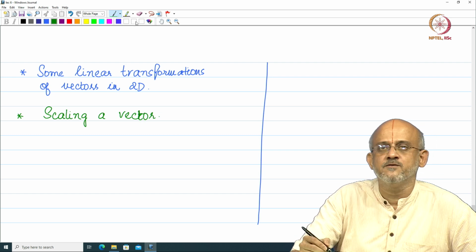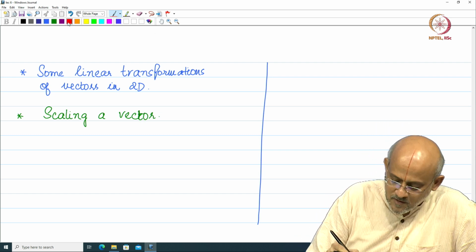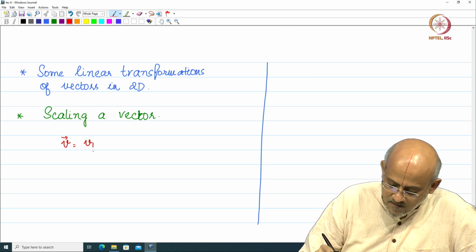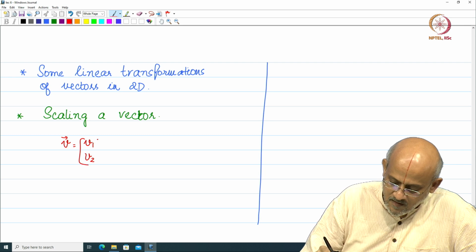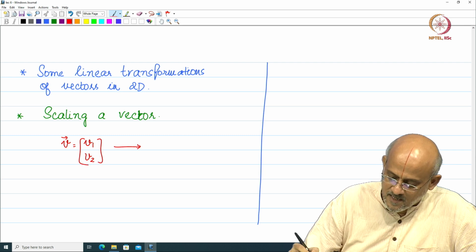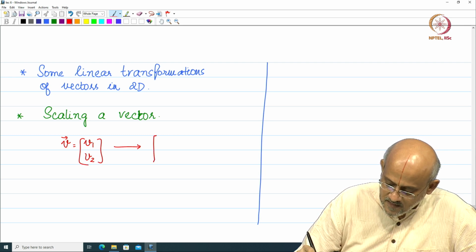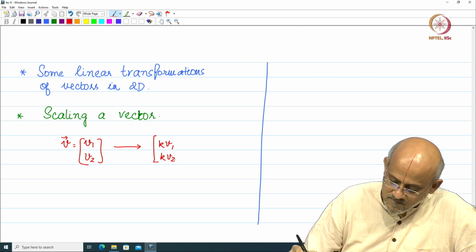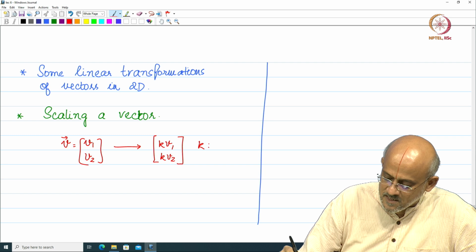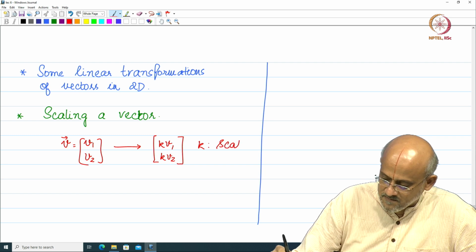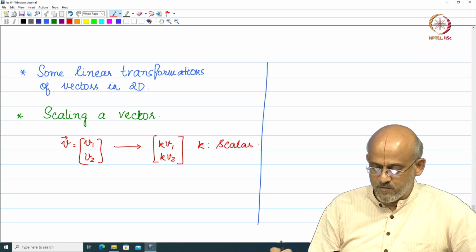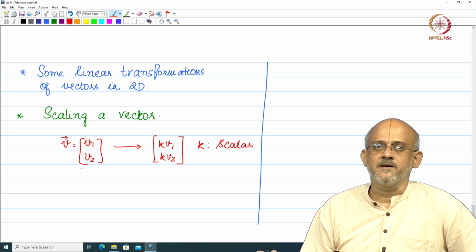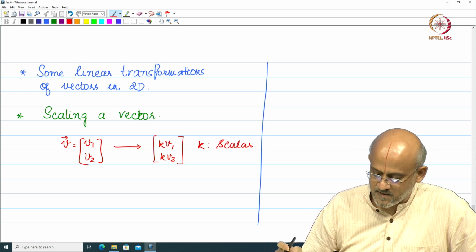Now, what does it mean to scale a vector? Say suppose I have a vector v which is given by v1, v2, and this vector has to be transformed to another vector, let us say k v1 k v2, where k is some scalar. Now, how do we capture this transformation through a matrix, right?